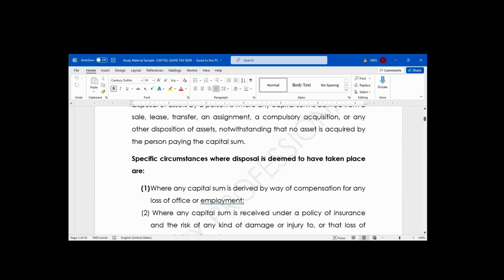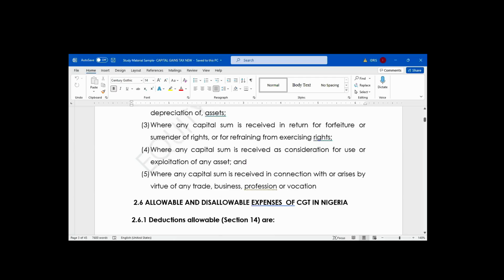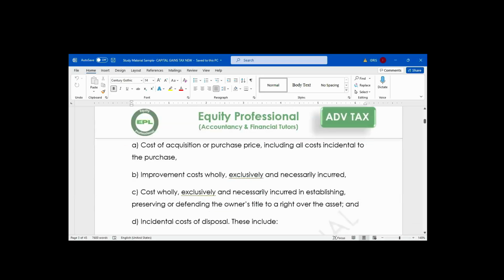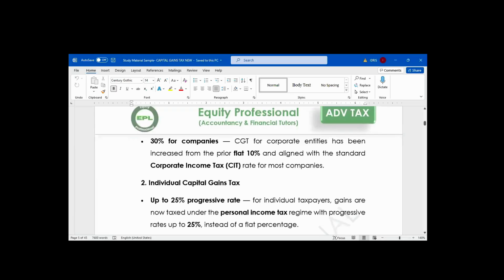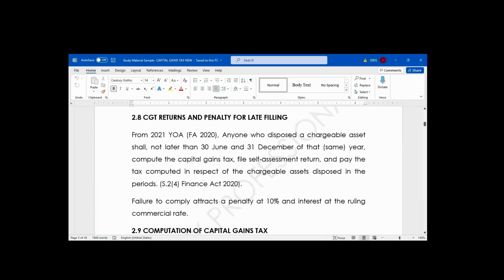Under the concept of disposal, we looked at specific circumstances where disposal is deemed to have taken place. We also looked at allowable expenses and disallowable expenses under the capital gain tax. We compute capital gain. We looked at the filing of capital gain tax return, penalty for late filing, and computation of capital gain tax. How do we compute capital gain tax? We looked at that through last week.